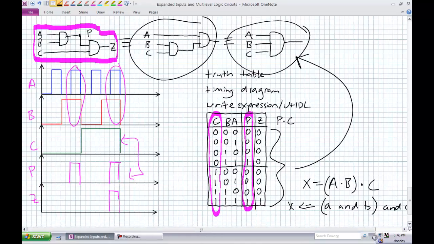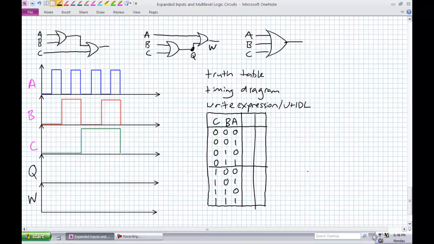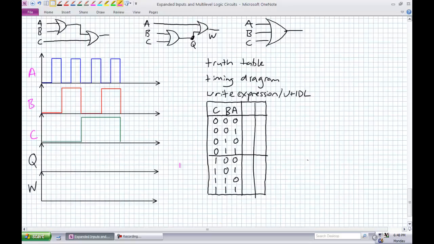Let's talk about the associative property for OR gates. I've pretty much got the exact same circuit up there. All I did was go ahead and flip-flop the ANDs with the ORs and got three different iterations. This first one is A OR B, and its output is being ORed with C. Now the second one is B OR C, and its output, which I'm going to call Q, is ORed with A.